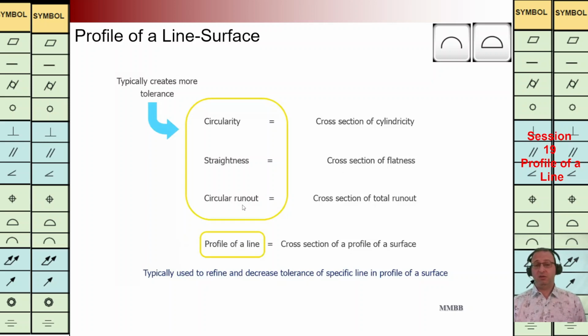And for circular runout and total runout, we are going to have the same TZ, but for line profile, we are going to have a smaller value for TZ in comparison with the TZ for surface profile. We are going to refine it. We are going to decrease the tolerances for line profile. Let's see some example in this regard.